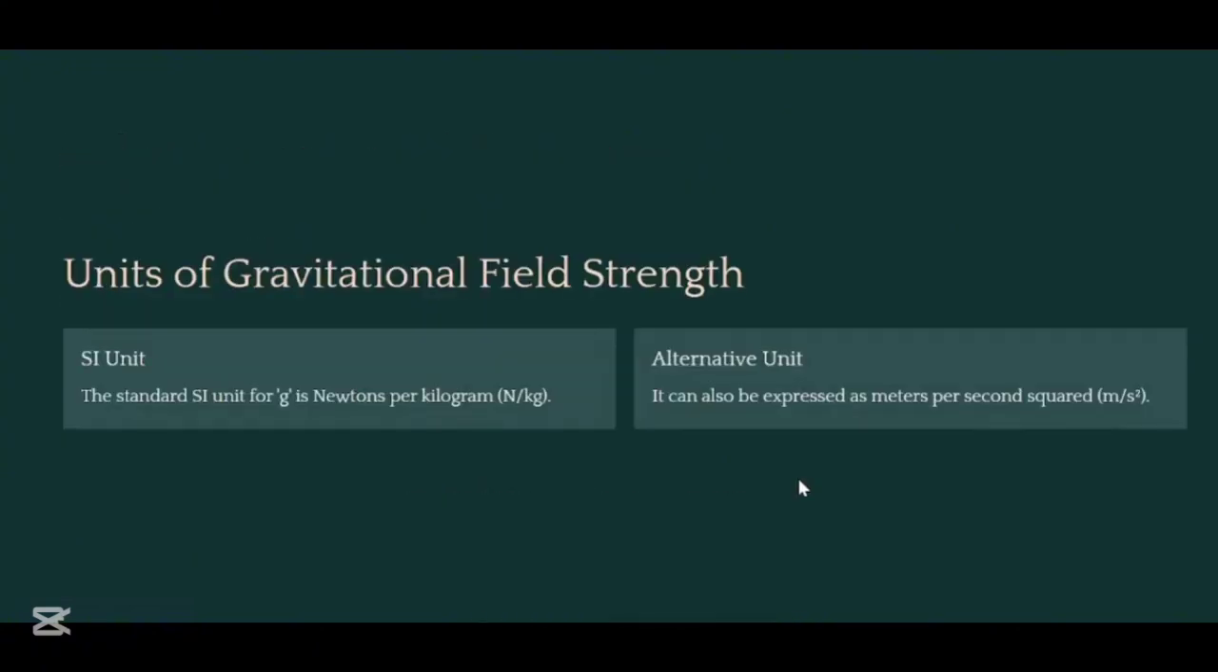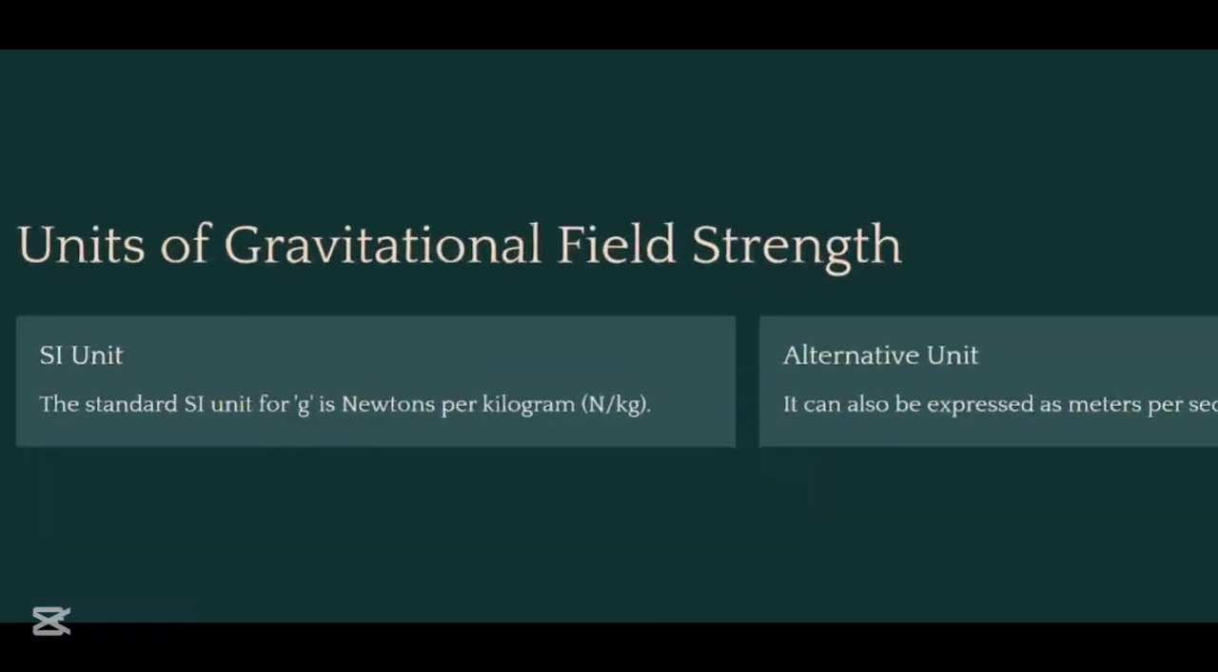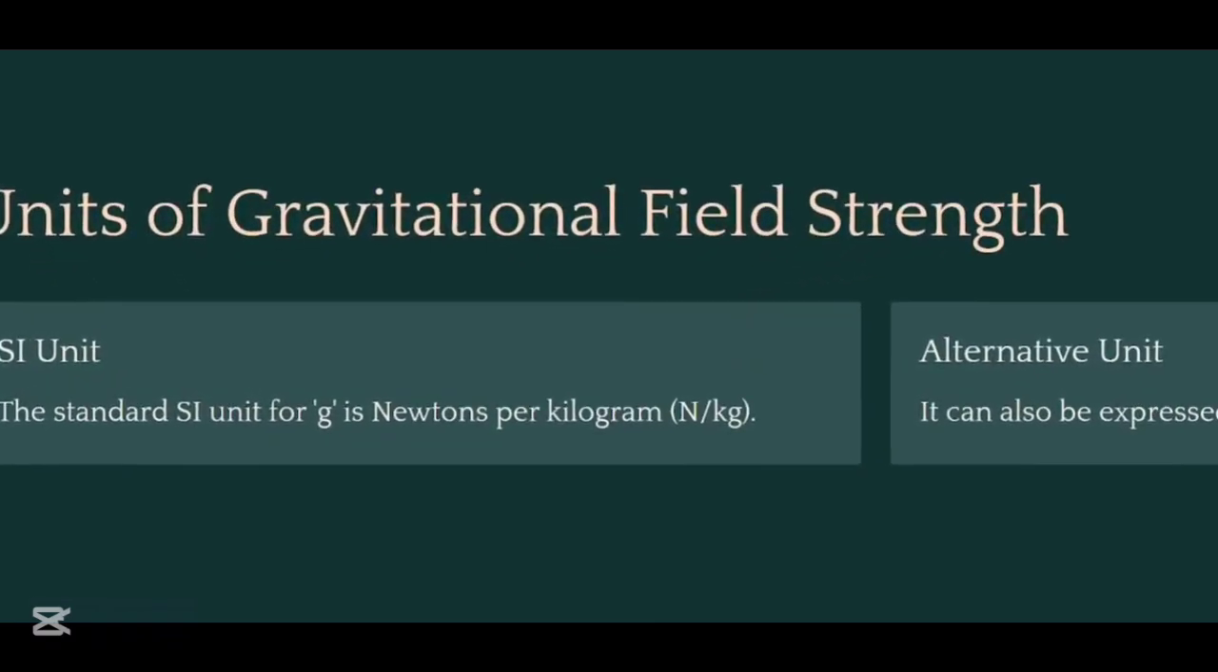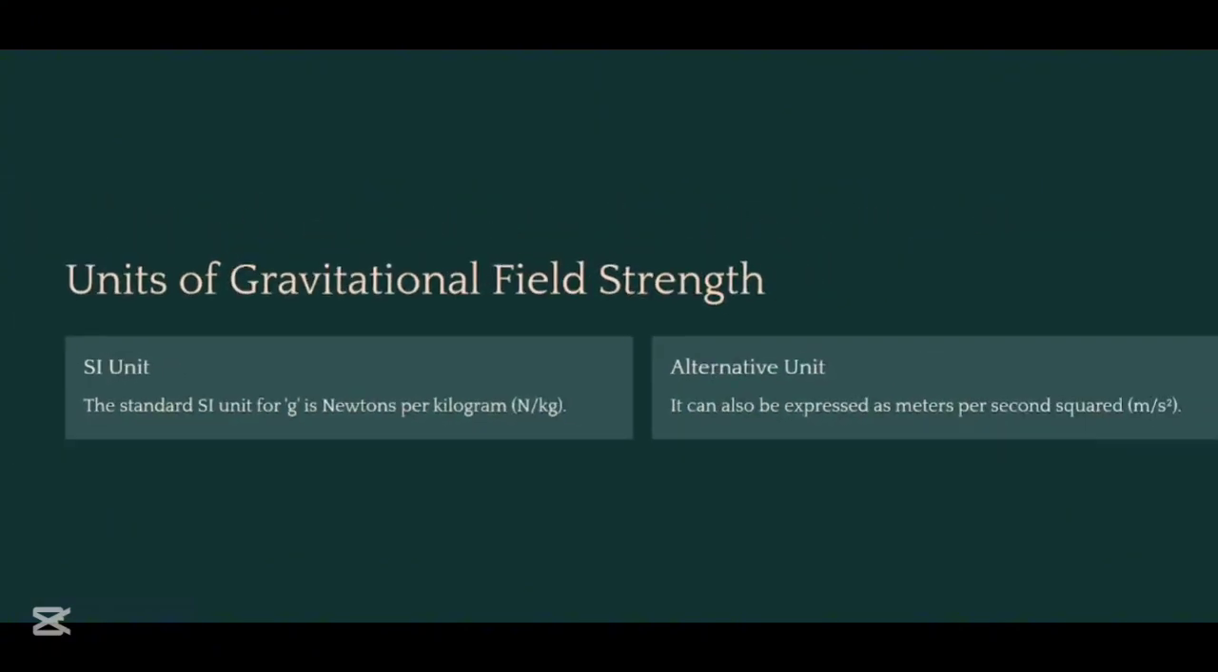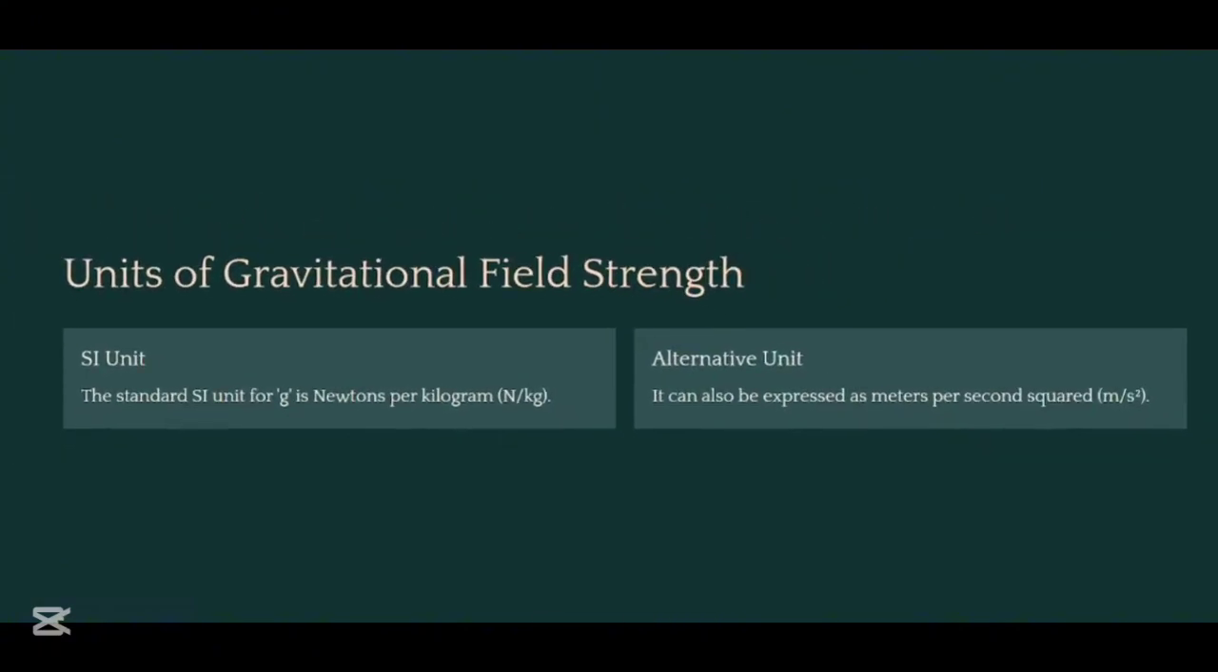The units of gravitational field strength. The standard SI unit for gravitational field strength, G, is Newton/kilogram. It can also be expressed as meter per second squared.